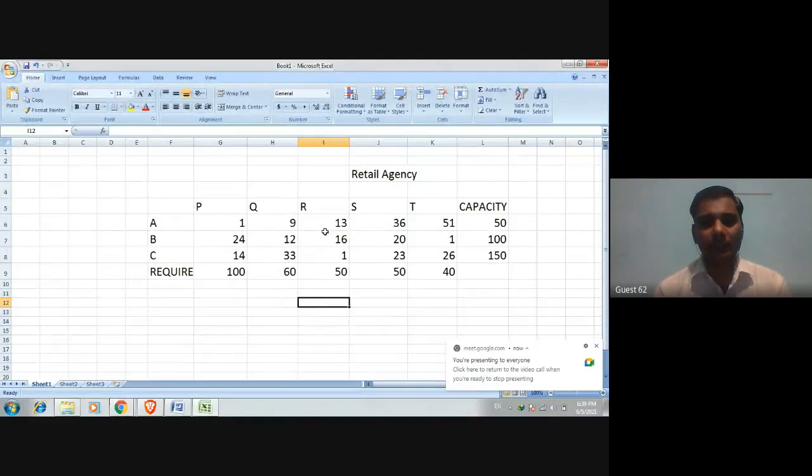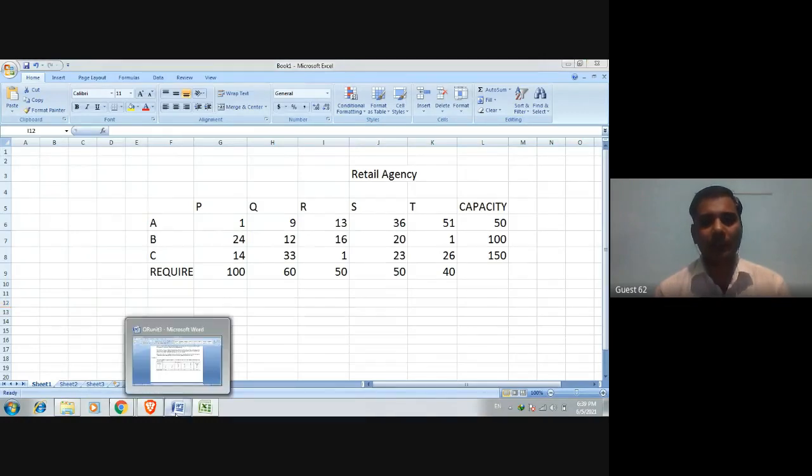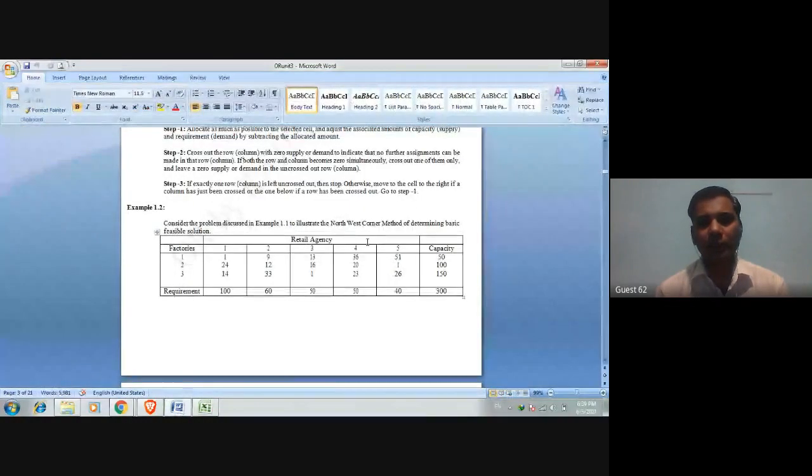Okay, so here a question is given in which there are five destinations P, Q, R, S, and T. These are the five destinations, and A, B, C are the sources. So from these sources we have to send the product to P, Q, R, S, and T. This is a numerical. Let me show it to you. You have to consider this problem.